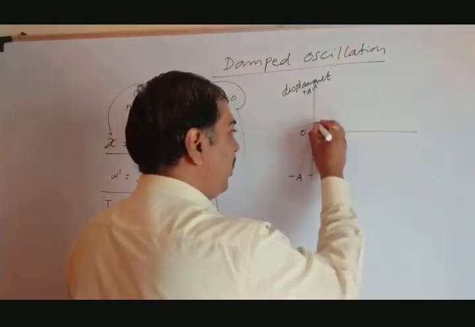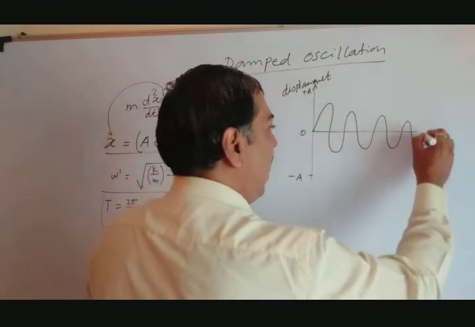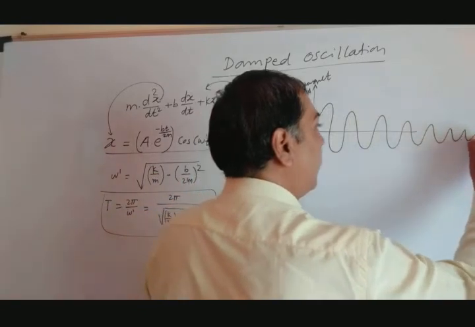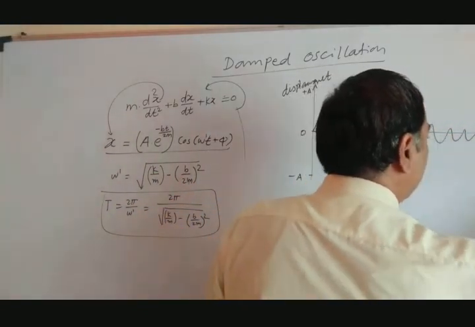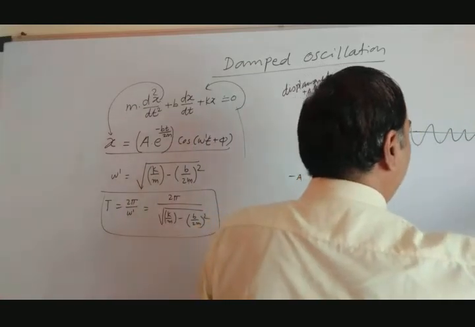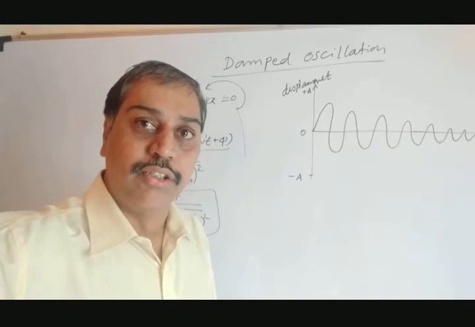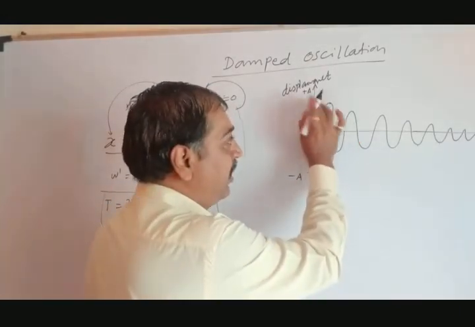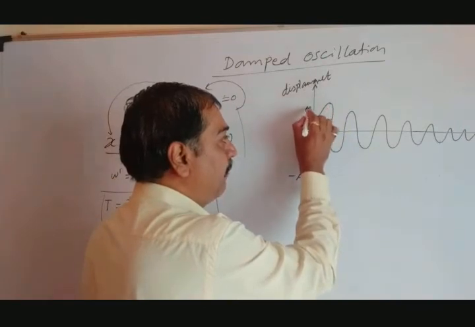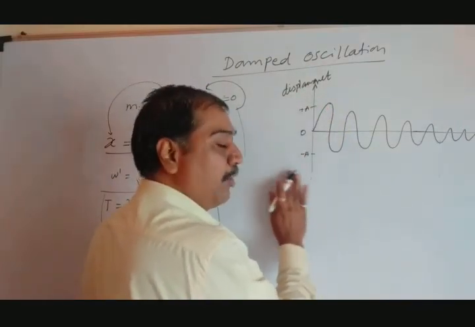So initially the wave has maximum amplitude, and as time increases, the amplitude decreases, and finally it's so small that it becomes horizontal like this. And along this axis what we have taken? Time. We have taken time along this axis. So what you can see here, this amplitude is maximum initially. You should take plus a here, and you should take minus a here.